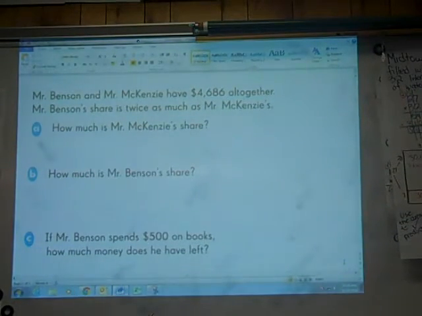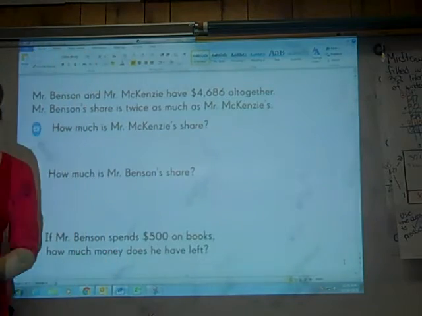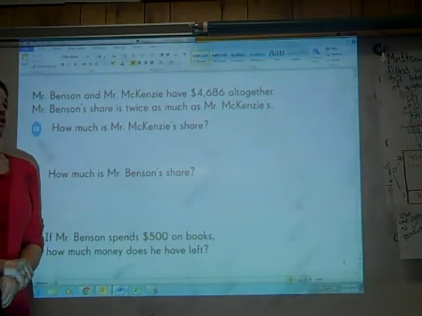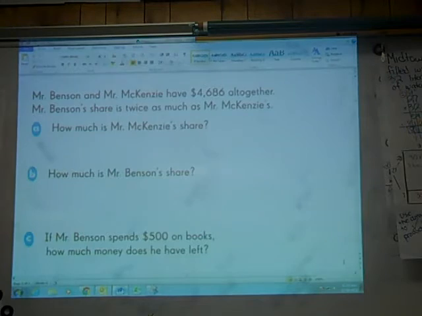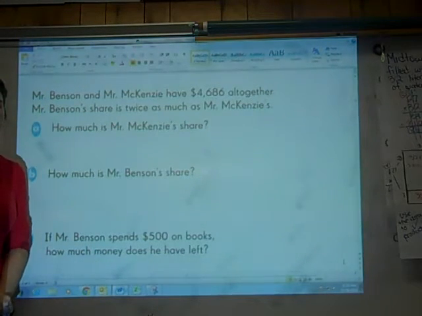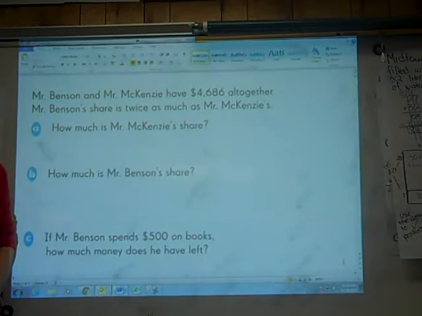I'm going to show you how to use bar models to help your kids visualize and solve problems. So here's our first problem we're going to do. Mr. Benson and Mr. McKenzie, sometimes we'll just say the first letter of their name to make it friendlier. We don't want our kids to struggle with reading. We just need them to understand the problem.